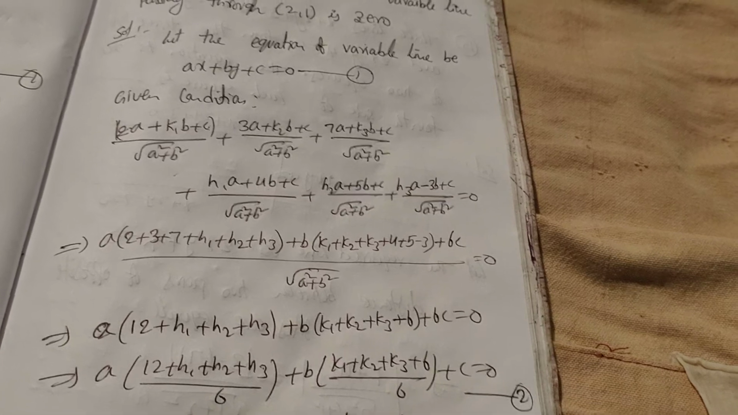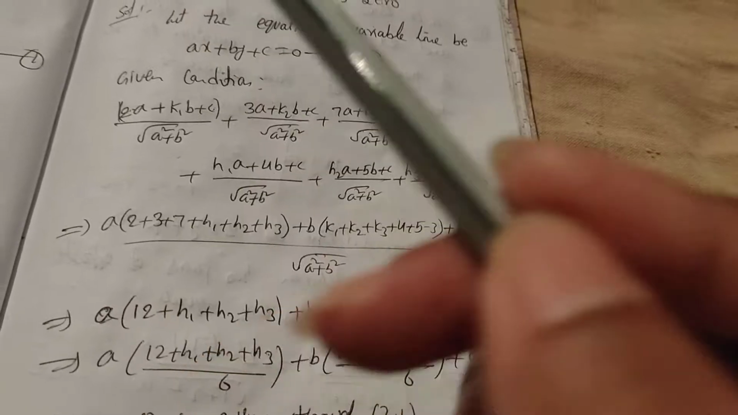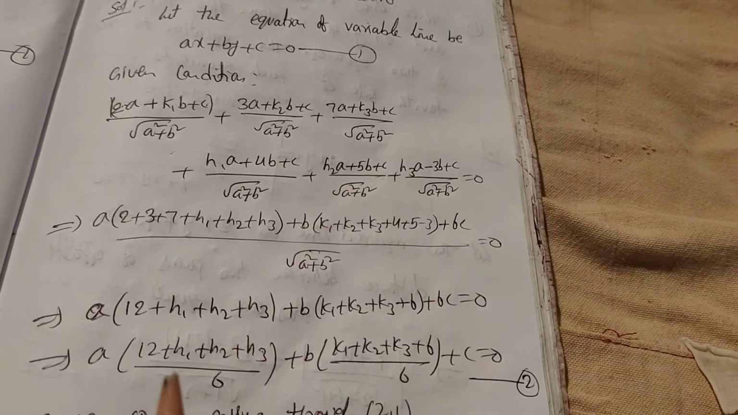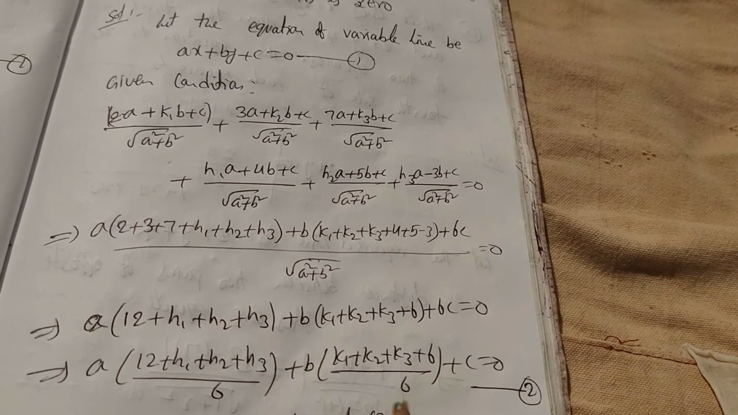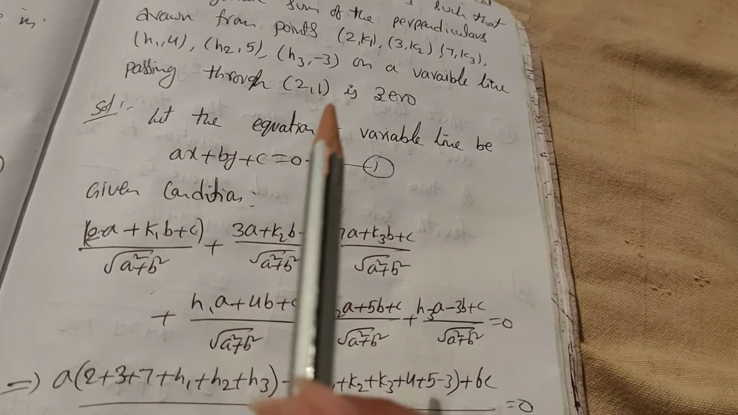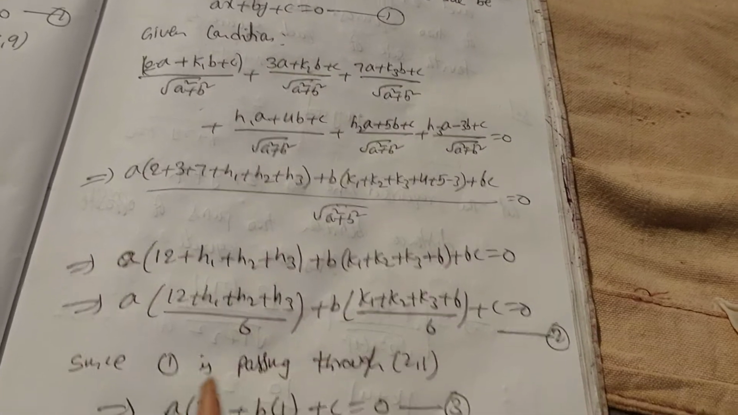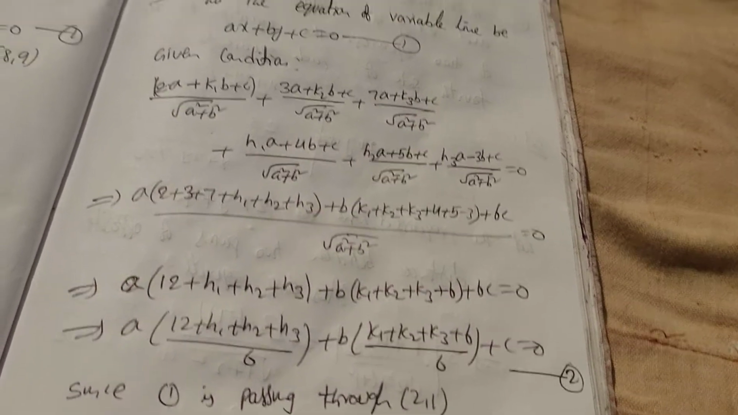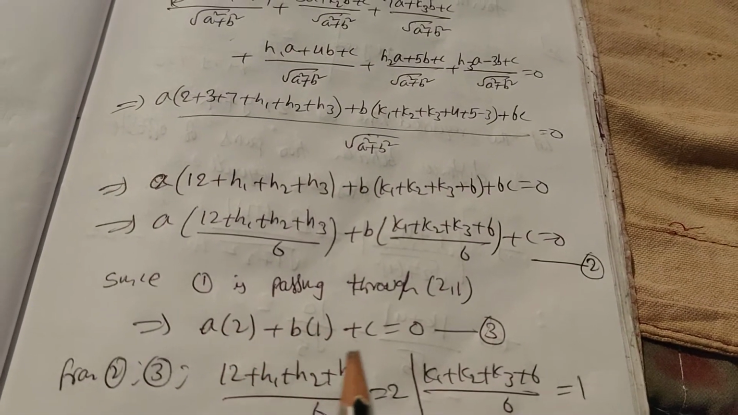Okay, so that means this equation passing through, if you apply the given condition, you get that the line is passing through this point: 12 plus h1 plus h2 plus h3 by 6 comma k1 plus k2 plus k3 plus 6 by 6. Okay, same line equation passing through 2 comma 1 also. So same equation passing through 2 comma 1, this is the given condition, another condition. So if you use this one, you get a2 plus b of 1 plus c is equal to 0. Substitute in the place of x comma y 2 comma 1. Okay, so this means 2a plus b plus c is equal to 0.